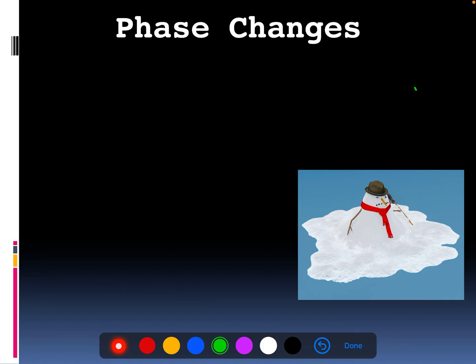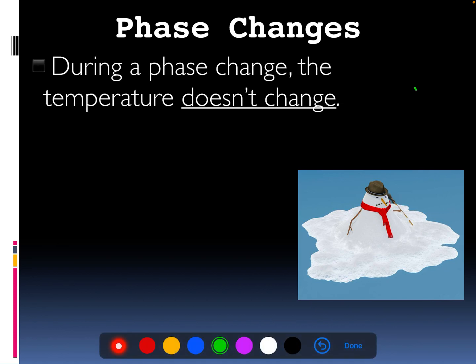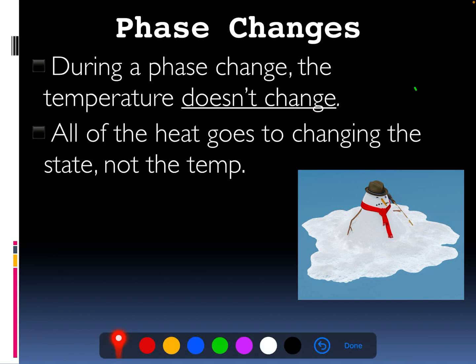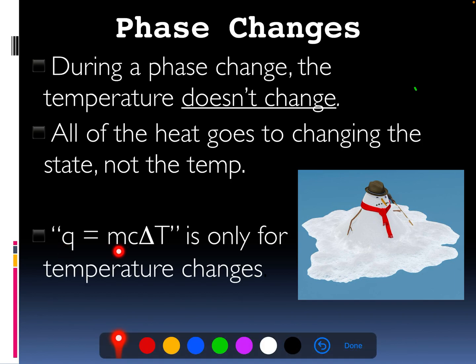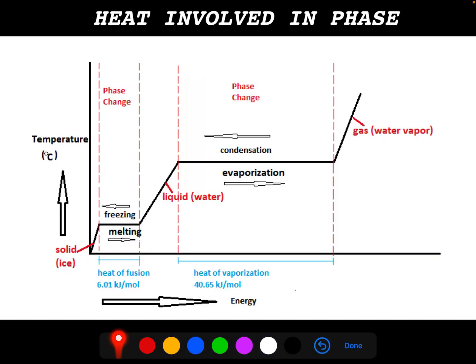So today I want to talk about phase changes, like moving from a liquid to a solid back to a liquid. And during a phase change, the temperature doesn't change. All of the heat goes into changing the state, not the temperature. So Mr. Snowman here melted, and all of that heat went into changing his state. So Q equals MC delta T is only for temperature changes, not for phase changes.